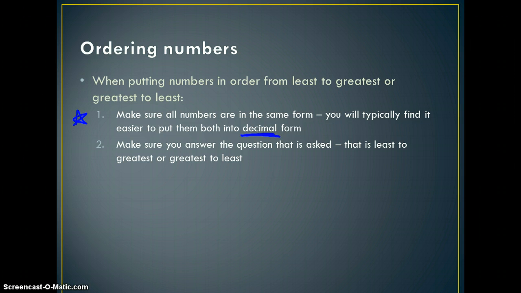Once you have those in all the same form, you need to make sure you answer the question that's asked. You may be asked to order them from least to greatest, in which case you would put the lesser number first and each subsequent number. Sometimes they ask for greatest to least, in which case you would put the greatest number first and then go down from there. I know that sounds very obvious, but we need to pay special attention to the instructions and answer the question they're asking. Both least to greatest and greatest to least will be among your 4 answer choices. I can guarantee you that.